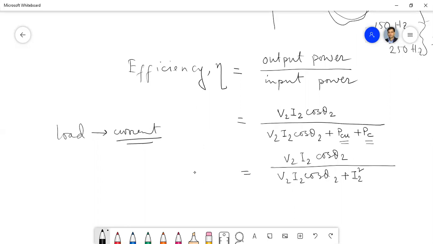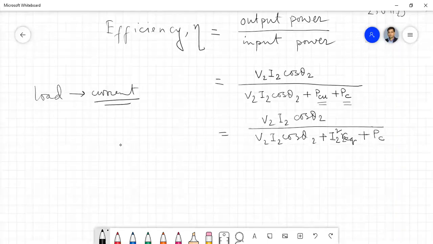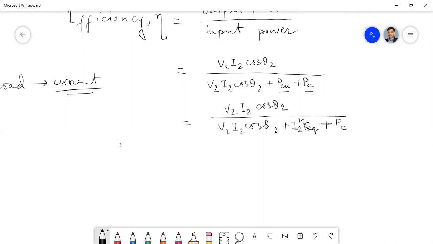So copper loss is I2 square R2EQ. Referred to the secondary side, so we should write R2EQ, the total equivalent resistance referred to the secondary side. And PC is not current dependent, it is a voltage dependent quantity. And generally voltage doesn't vary for a transformer. The variable which varies widely is the current, that is the load. Therefore we call this PC a fixed loss.